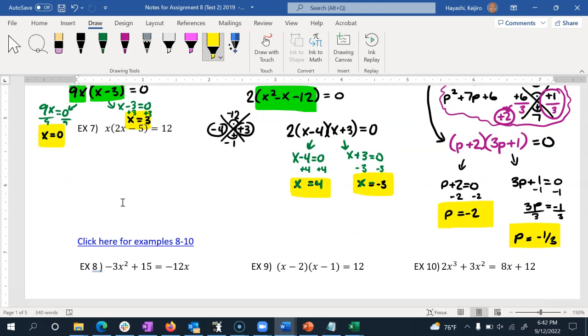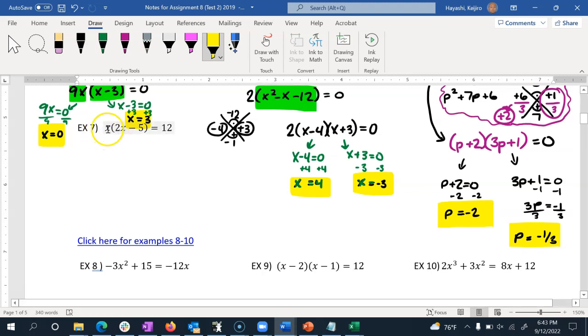Okay. And we'll look at example 7. And then maybe a couple of other ones.